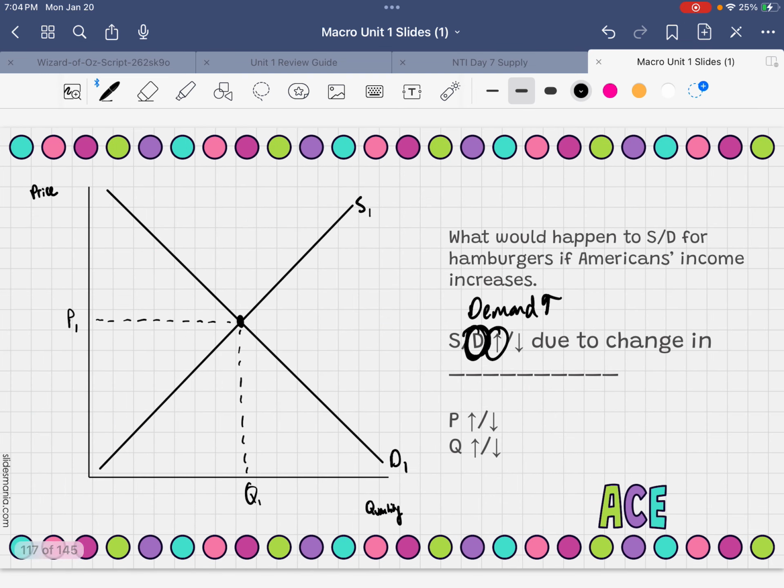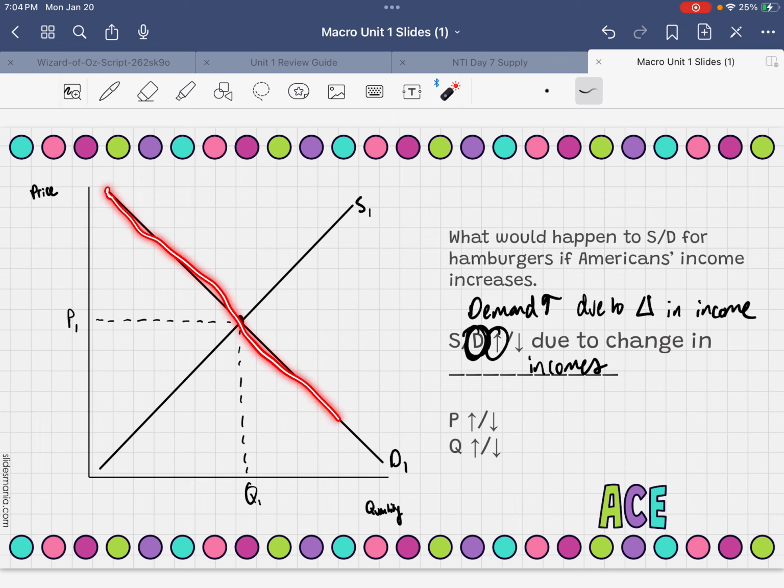So due to change in incomes. I could either fill in the blank or say demand went up due to change, delta, in income. Okay. Now, the next step in my process, on my little process slide that I'm going to go through again, is we have to take the demand curve and we have to increase it.